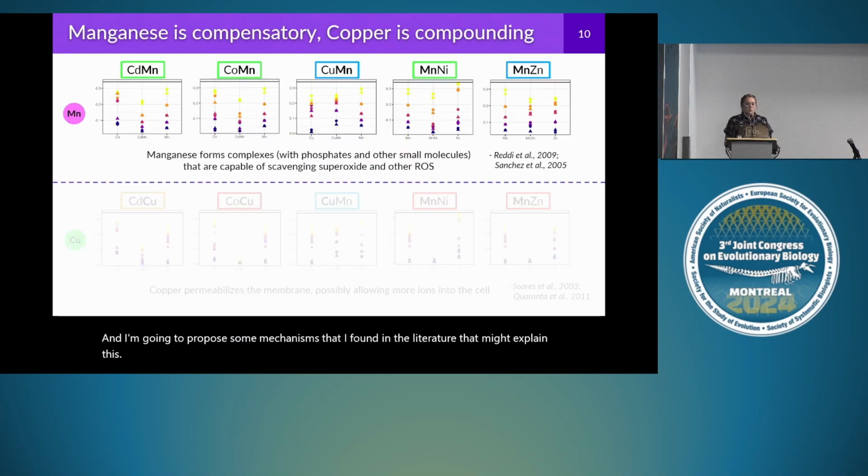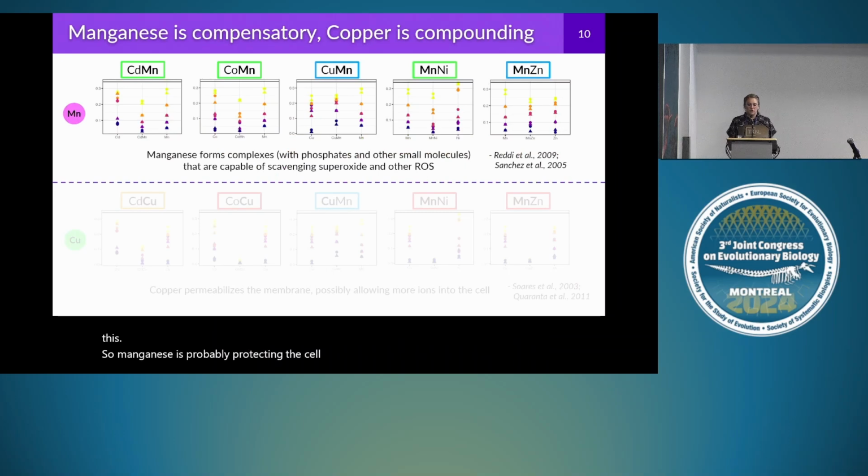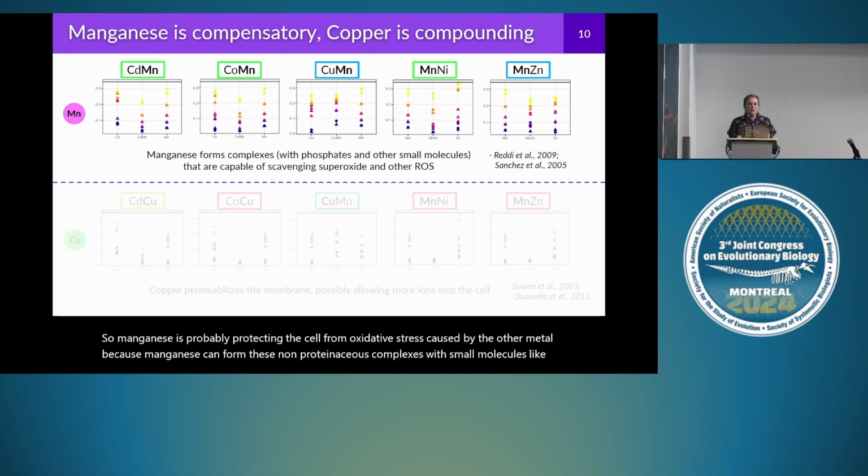So manganese is probably protecting the cell from oxidative stress caused by the other metal, because manganese can form these non-proteinaceous complexes with small molecules like phosphates that are actually capable of scavenging reactive oxygen species.